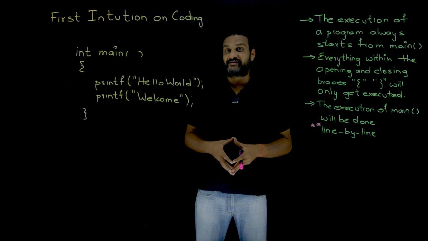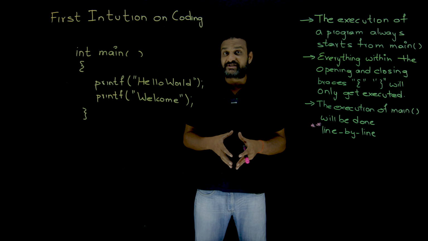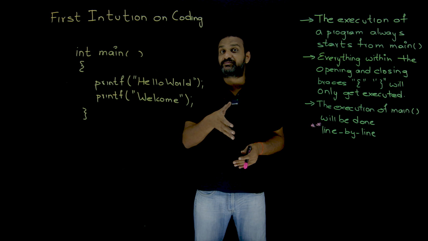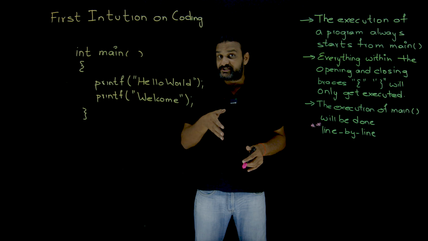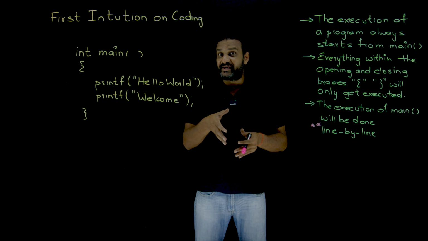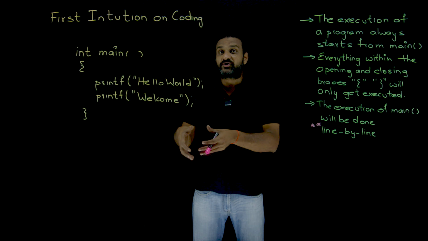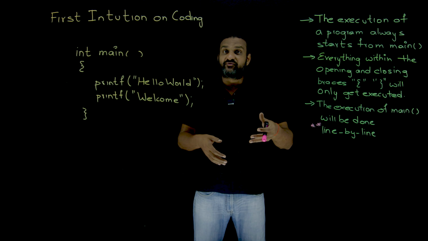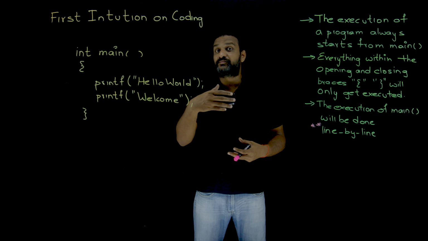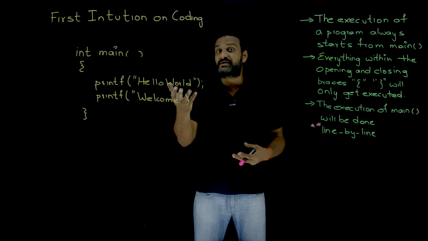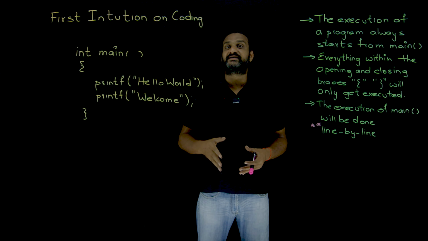Hello and welcome back. From this video, we are going to start the second section of our C programming course. In this section, we are going to deal with the basic terminology in C programming, where we are going to discuss variables, data types, qualifiers, and the problems related to these concepts.